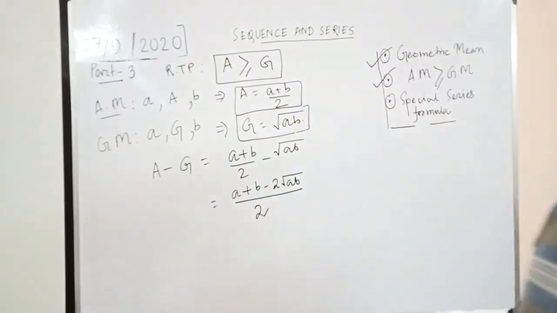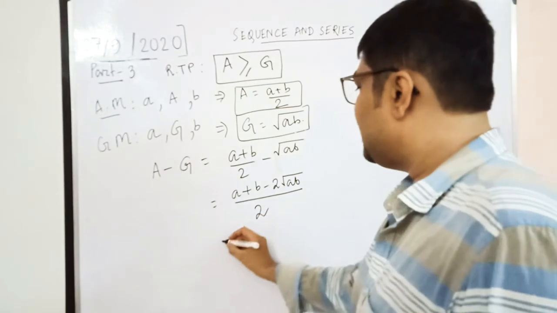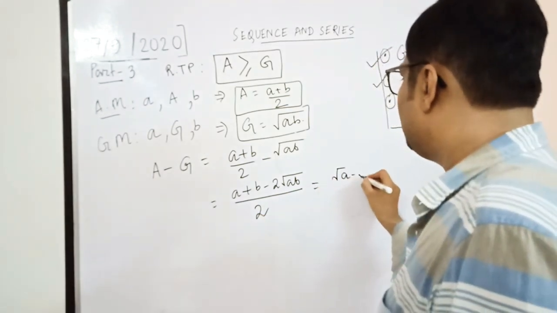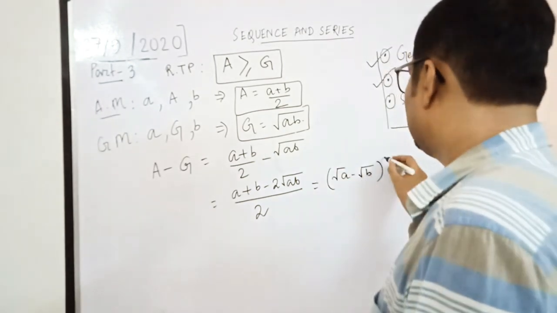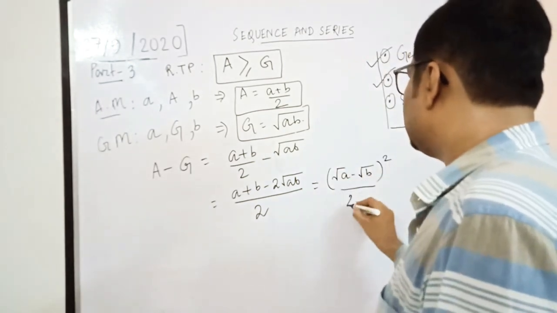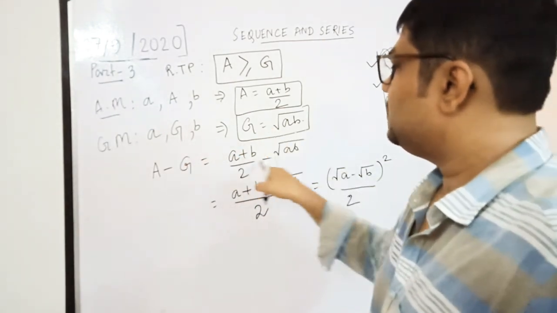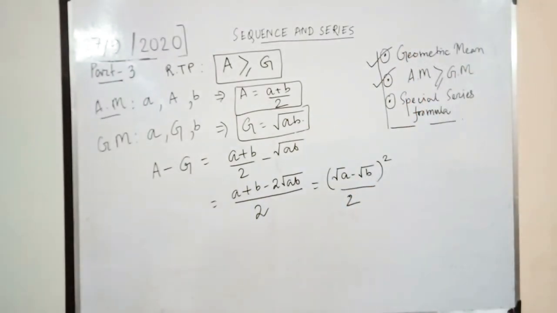So this is root a square plus root b square minus 2 root a root b. That means the (a minus b) whole square formula. So you can write it like this: (root a minus root b) whole square by 2. It doesn't matter if this thing is minus. If it is minus, this will become plus, and it will become (root a plus root b) whole square.